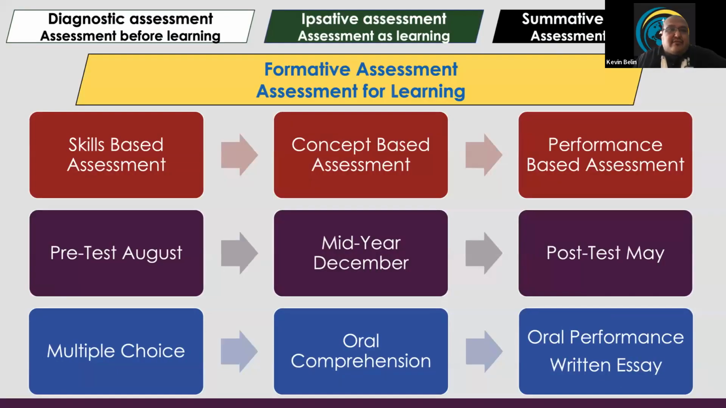So what does assessment look like for us? So we have, generally at the very bottom, skill-based assessment. You see those bubbles with how they go over. So skill-based assessment is our pre-test that takes place in August. Generally, it is going to be multiple choice. Okay, skill-based assessment is what most people consider a real low-level assessment style, right? It's just multiple choice. But over the course of the year, to mid-year, we then go to concept-based assessment, oral comprehension, and you'll see some of those questions in the next few slides.